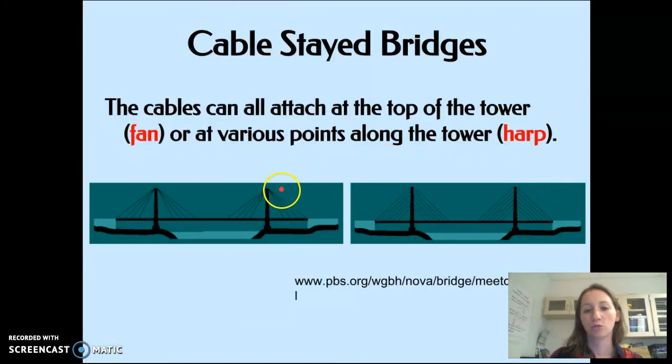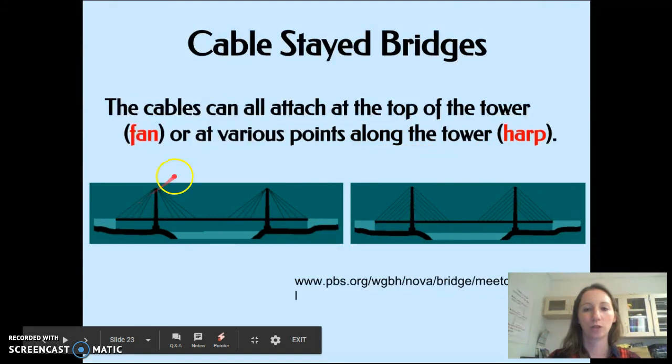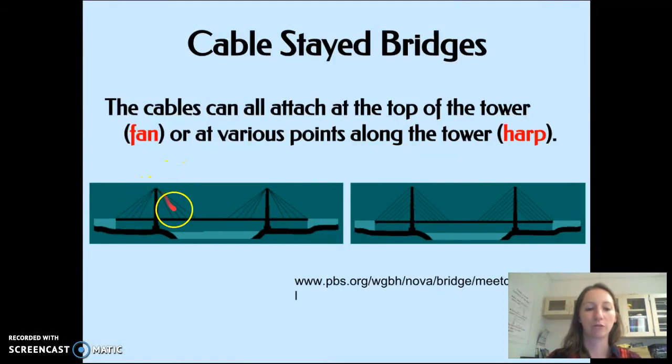There's really 2 forms that you'll see. There's the fan, which is when all of the cables come down from the top of the tower, and there's the harp, which they're coming down from different parts of the tower. So you might want to draw just what they look like so you know fan versus harp cable stayed bridge.